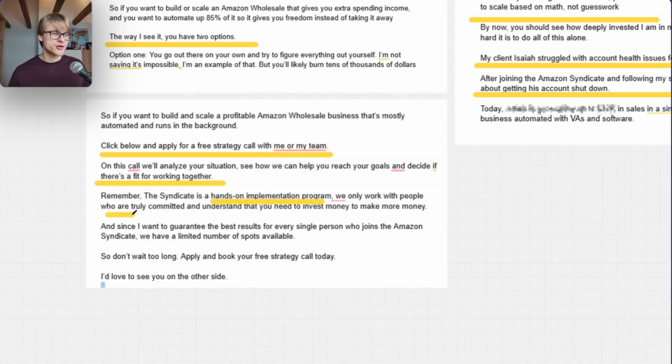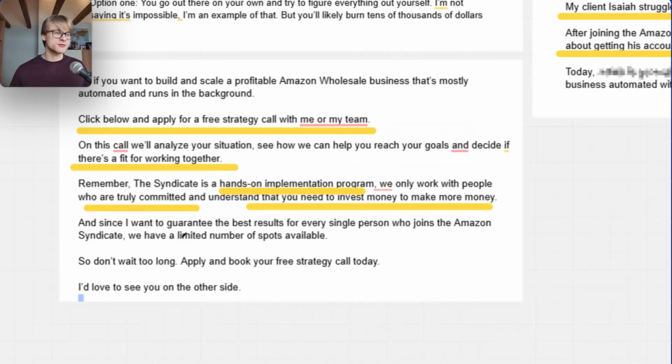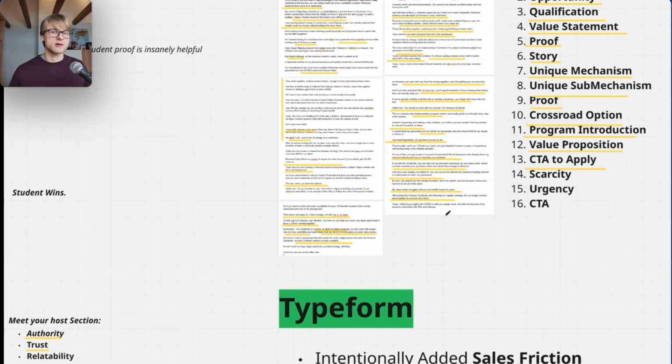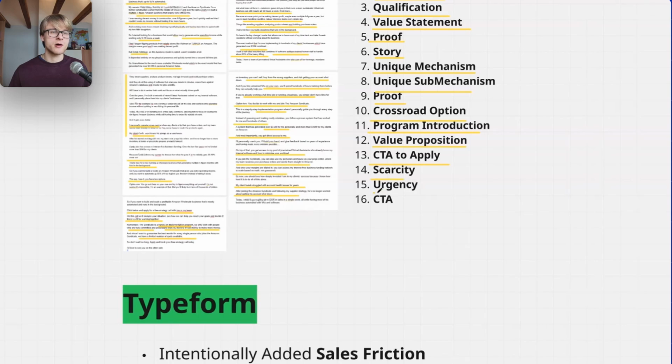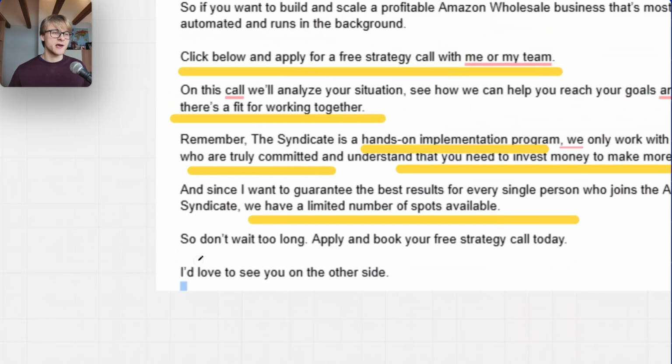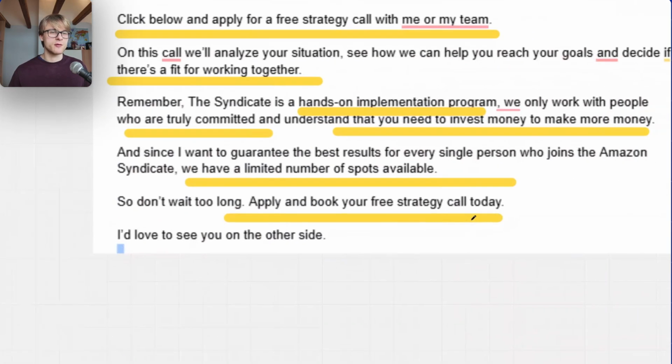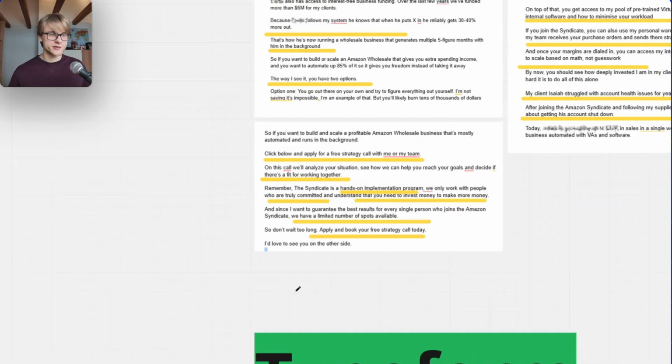We only work with people who are truly committed, qualification, need to invest money to make more money, exclusivity. And since I want to guarantee the best results for every single person, we have a limited number of spots available, scarcity, urgency. So don't wait too long. And the last CTA, apply and book your free strategy call today. I'd love to see you on that side.